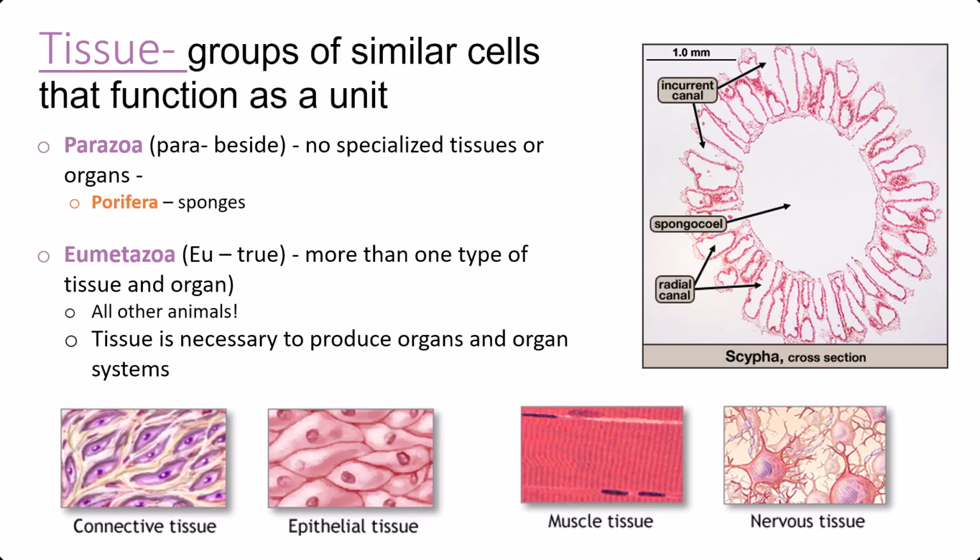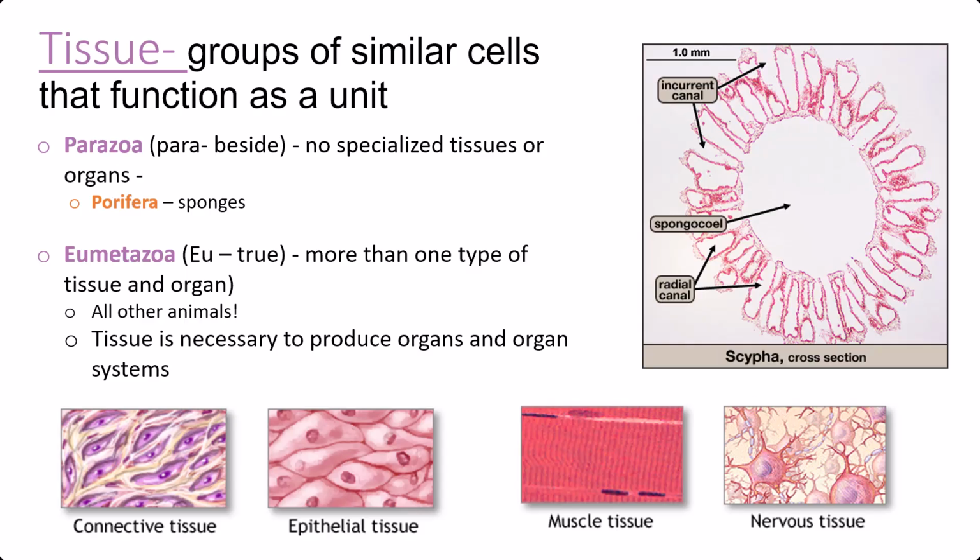And so hopefully you remember tissues from Bio 1, right? A tissue is a group of similar cells working together, so cells that function as a unit. So most animals have tissue. However, the sponges, which fall in the phylum Porifera, are in the Parazoa. Para means beside, zoa, animals. So these are animals technically, but unlike other animals, sponges do not have specialized tissues or organs.